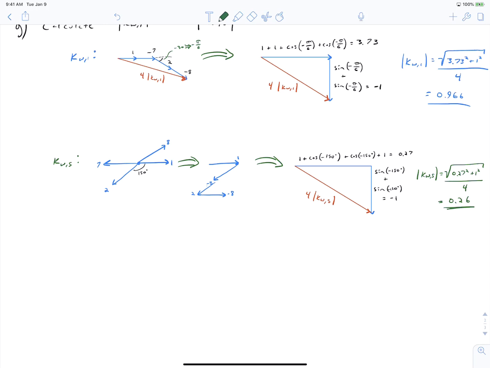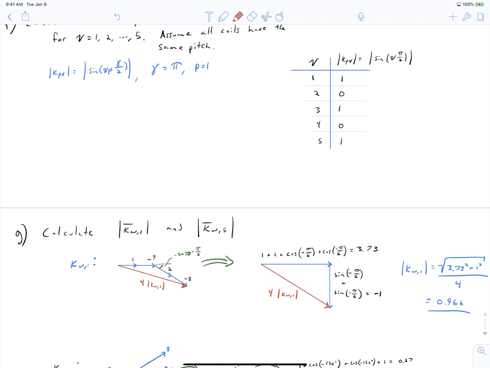That means that our fundamental frequency is the most dominant in our waveform. That's the frequency that we actually care about. In an ideal world, all the other winding factors would be 0. However, for practical machines, it's not possible, so we just want them to be smaller. And you can see that in this case, the 5th harmonic winding factor is quite a bit smaller than our fundamental.